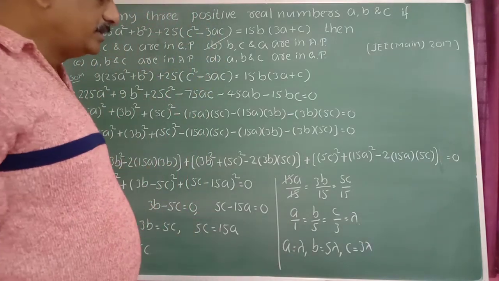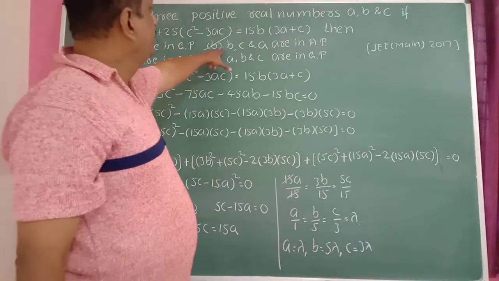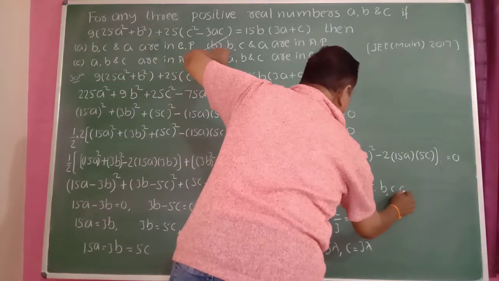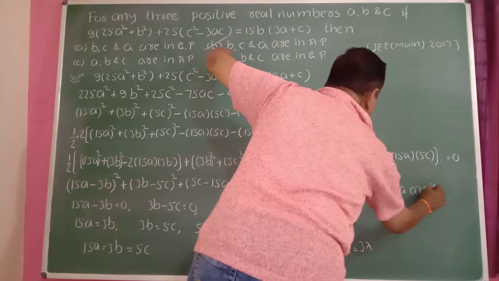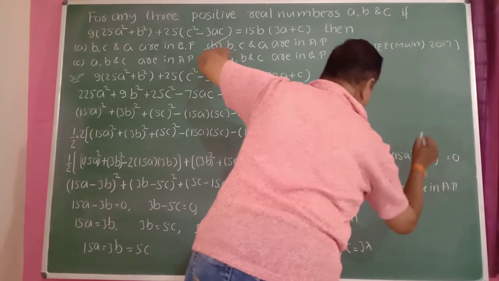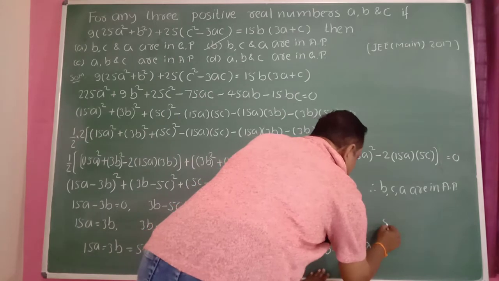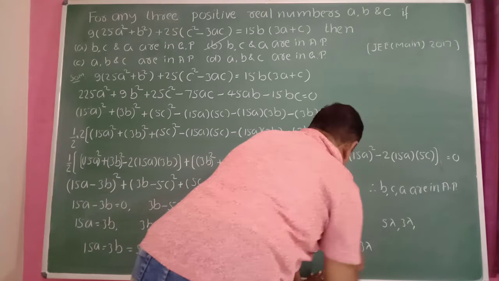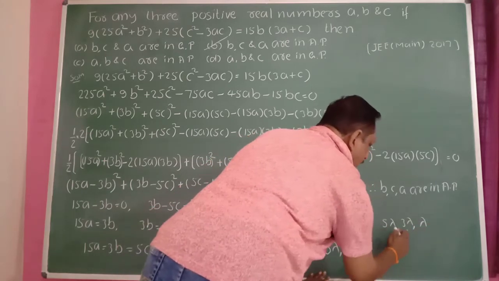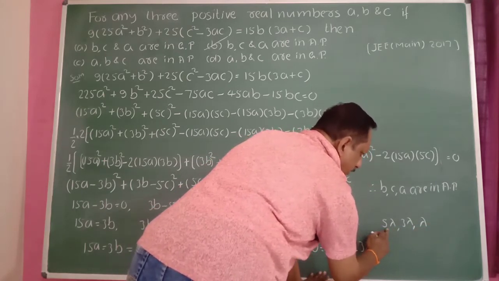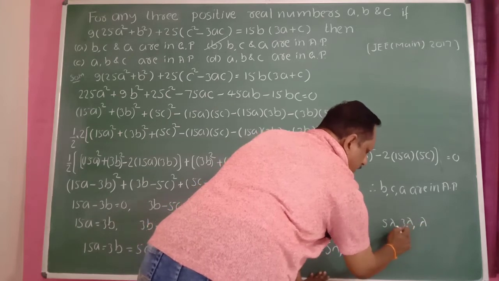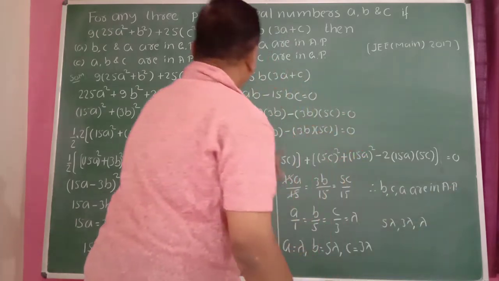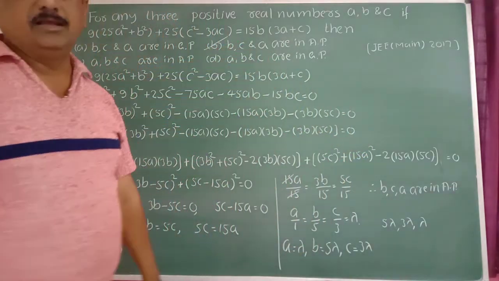So from these results, b, c, a are in AP. Because 5 lambda is b, then 3 lambda is c, then lambda is a. 3 lambda minus 5 lambda is minus 2 lambda, lambda minus 3 lambda is minus 2 lambda. Hence b, c, a are in AP. So the first option is correct.